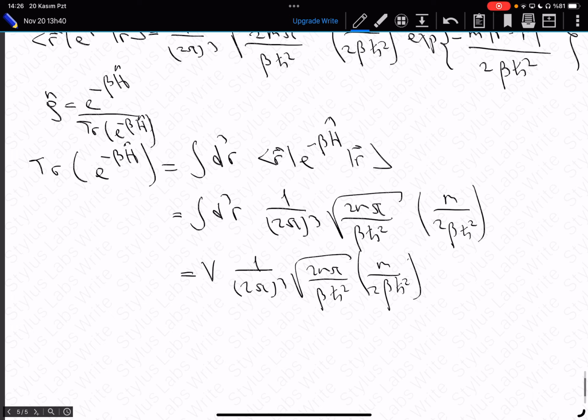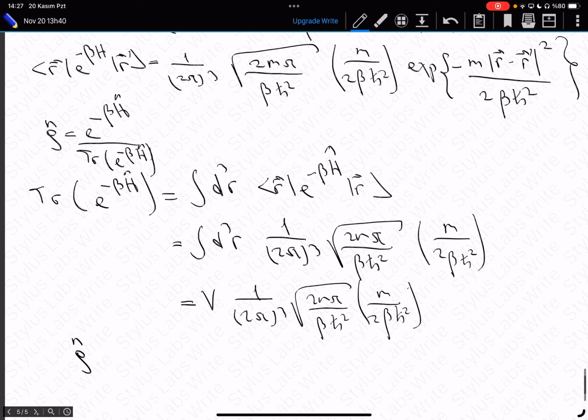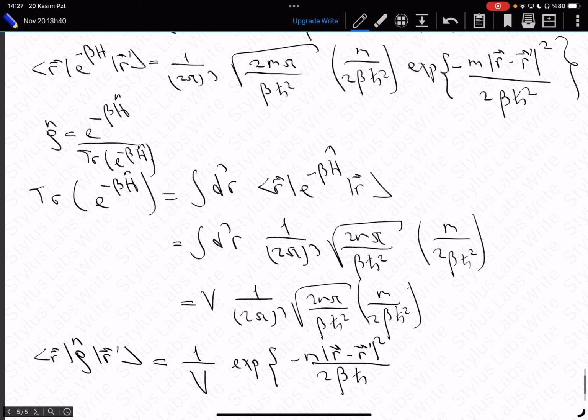So for traces, take the diagonal element and sum over them. Here I'm using the position basis to calculate it. So I just write the matrix element in r, and then summing over r is just integration over r. You can use the momentum basis if you like. You can use the energy basis. In fact, if you use the energy basis, you will get an expression which seems very difficult to sum. Basically, this is the sum. And finally, rho of r, r prime is just 1 over V times the exponent of minus m (r minus r prime) squared divided by twice beta h bar squared.